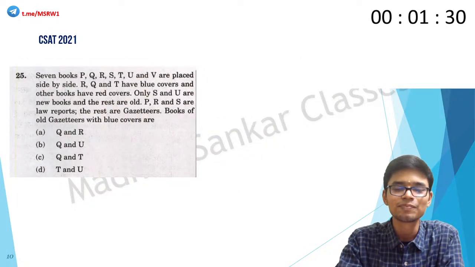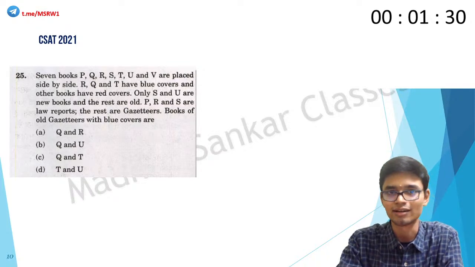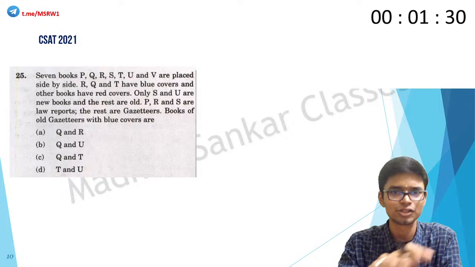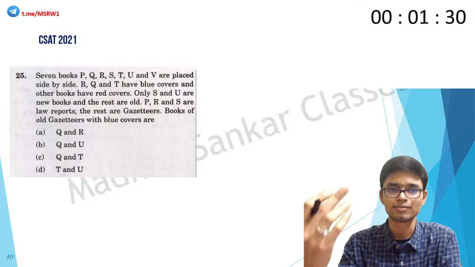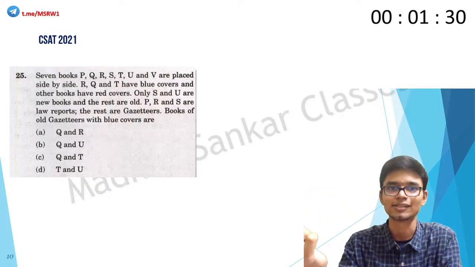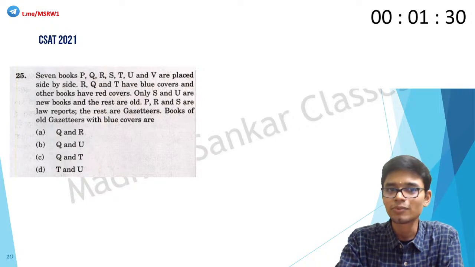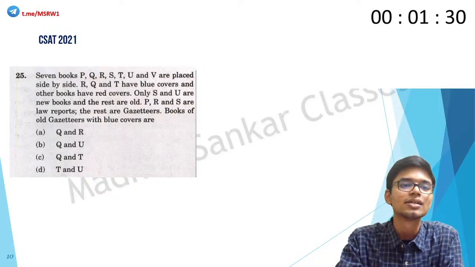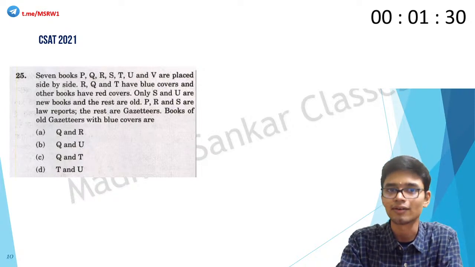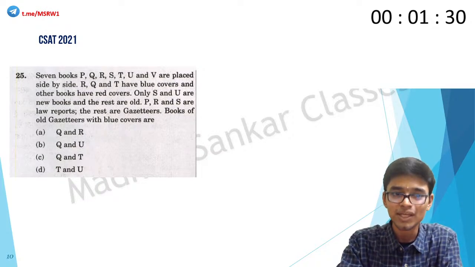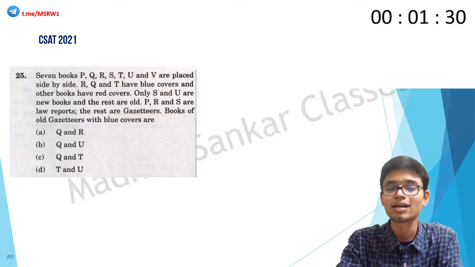Another common kind of question is based on selection, not arrangement. But we see a lot of questions that involve combinations and arrangement. Anyway, question number 25 of set A states that 7 books P, Q, R, S, T, U, and V are placed side by side. R, Q, and T have blue covers and other books have red covers. Only S and U are new books and the rest are old. P, R, and S are law reports, the rest are gazetteers.